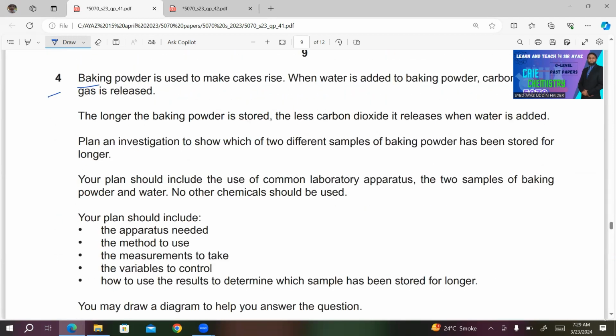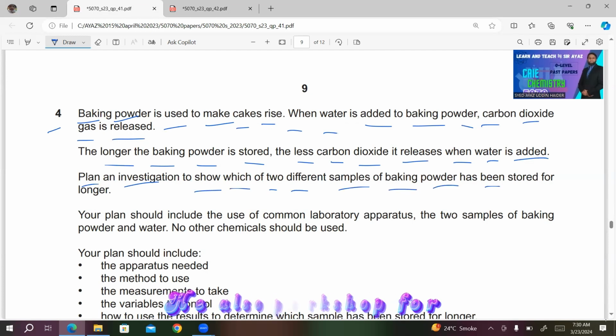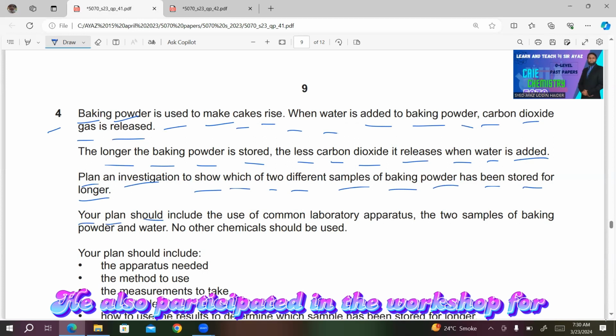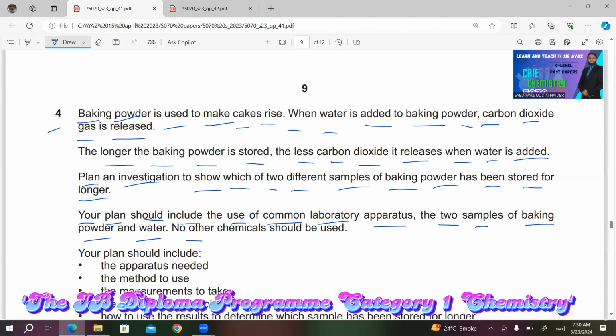Last question. Baking powder is used to make cakes rise. When water is added to baking powder, carbon dioxide gas is released. The longer the baking powder is stored, the less carbon dioxide it releases when water is added. Plan an investigation to show which of two different samples of baking powder has been stored for longer. Your plan should include the use of common laboratory apparatus, the two samples of baking powder and water. No other chemicals should be used.